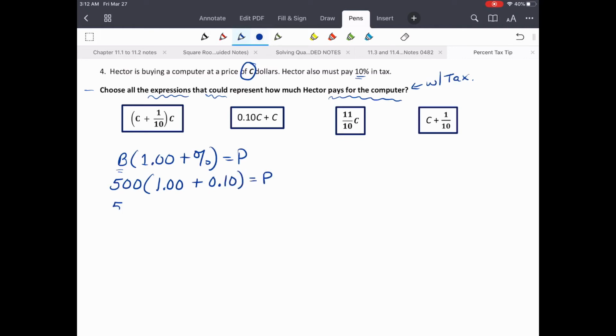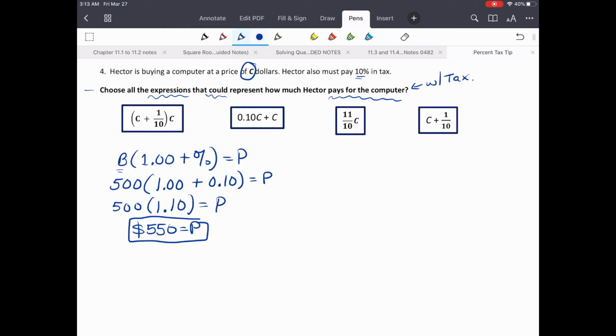Let's figure out what it is. Even though it's not really asking us to solve it, it's asking us for expressions, but you'll see what I mean in just a second. We've got 1.10 equals P, and then you're going to do 500 times 1.1, which is 550. Here's what I would suggest doing. So we got $550 for the price with tax included.